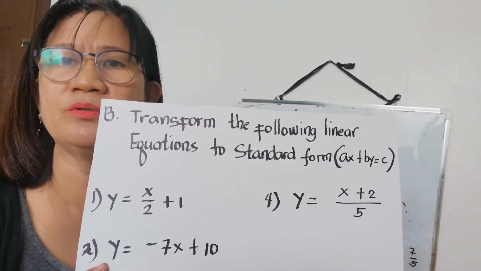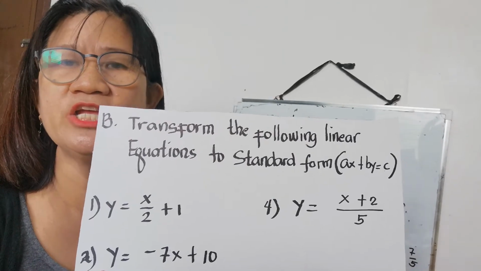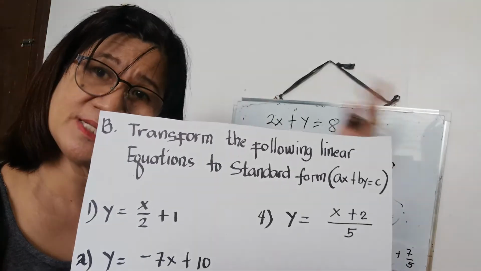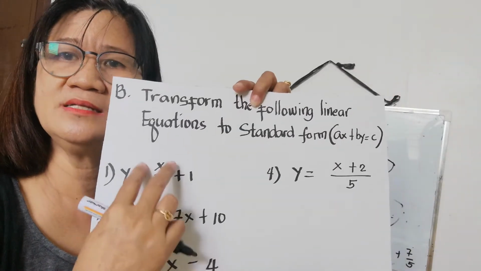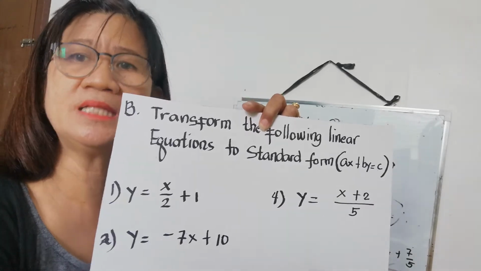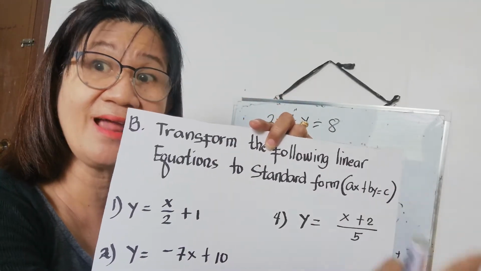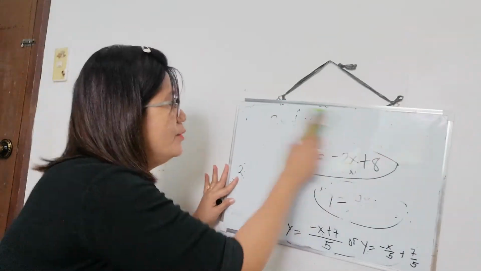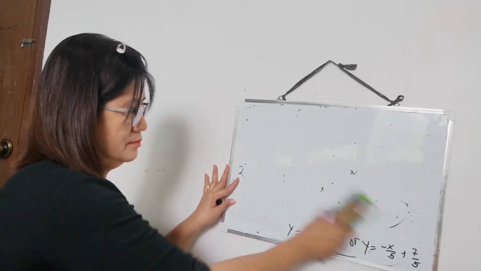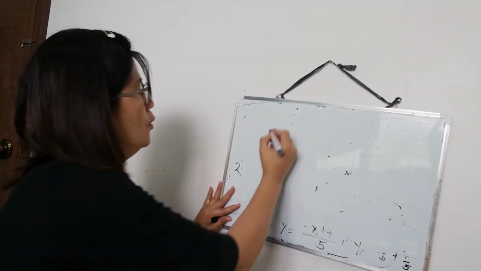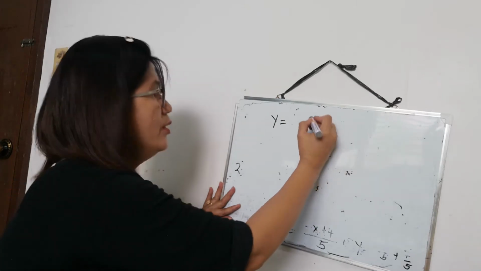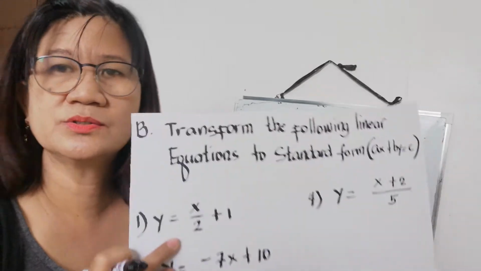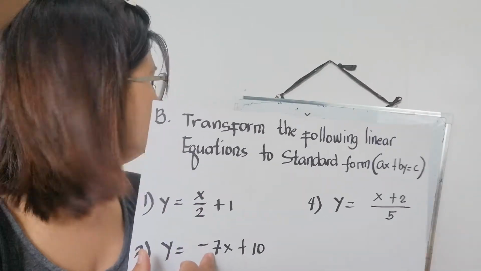Okay, this time we're going to transform the following linear equations in two variables to standard form. So, vice versa ng ginawa natin. So, makikita nyo yan, sila ay nasa slope intercept. Ita-transform natin o kaya ililipat, rewrite into standard. Okay, so let's take example number 1. Y is equal to x over 2 plus 1.